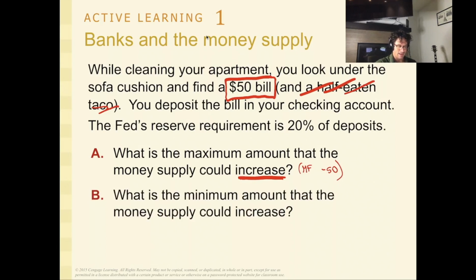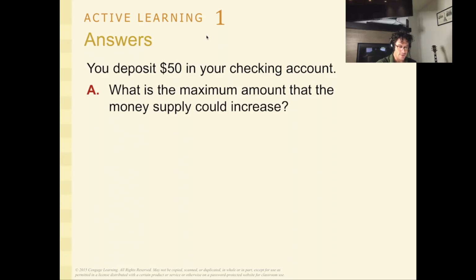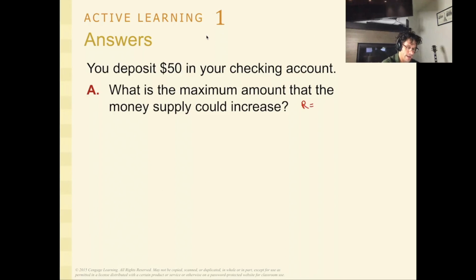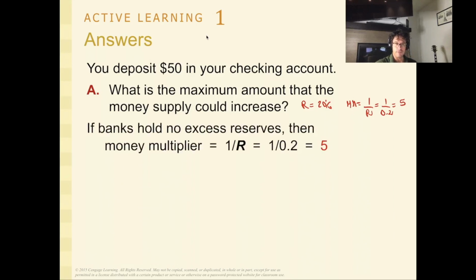And what is the minimum amount that the money supply could increase? Let us look at these two cases. What is the maximum amount that the money supply could increase given a reserve ratio of 20%, given R equal to 20%? We know that the money multiplier is 1 over R, which is 1 divided by 0.2, equal to 5. If banks hold no excess reserves, then the money multiplier is equal to 5.